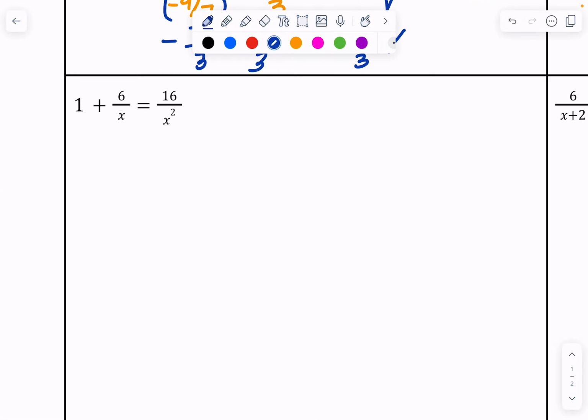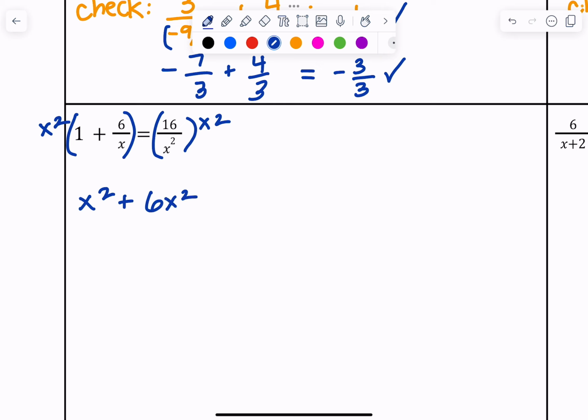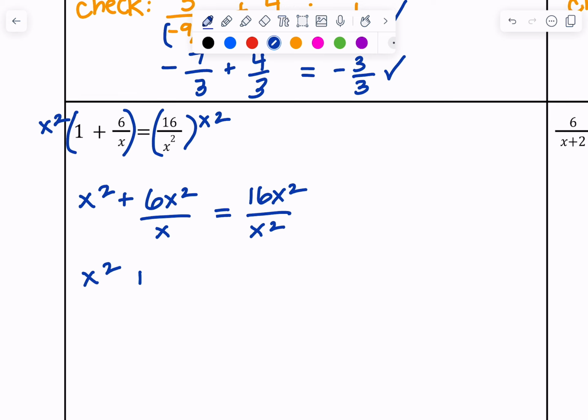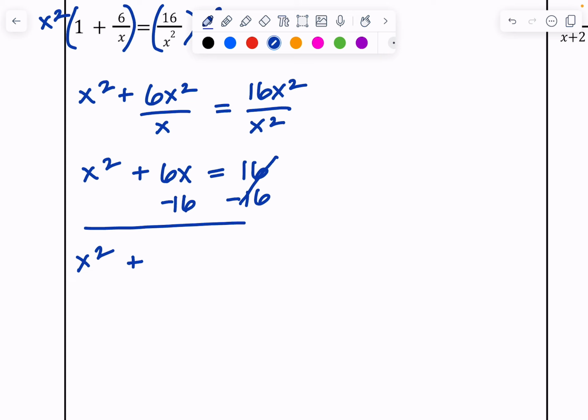All right, for the next one, we are going to multiply both sides by x squared. And we multiply that out, we're going to have x squared plus 6x squared over x equals 16x squared over x squared. And when we simplify, we're going to be left with x squared plus 6x is equal to 16. I'm going to subtract 16: x squared plus 6x minus 16 equals 0.